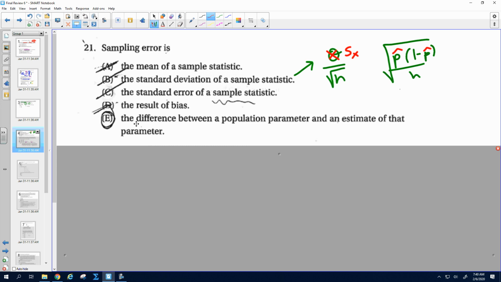That's what this is talking about, the difference between a population parameter, that's the true standard deviation or the true p, and an estimate of that parameter. So this is an estimate of this based on the sample, and the p hat is an estimate of the true p based on the sample. So it is E.